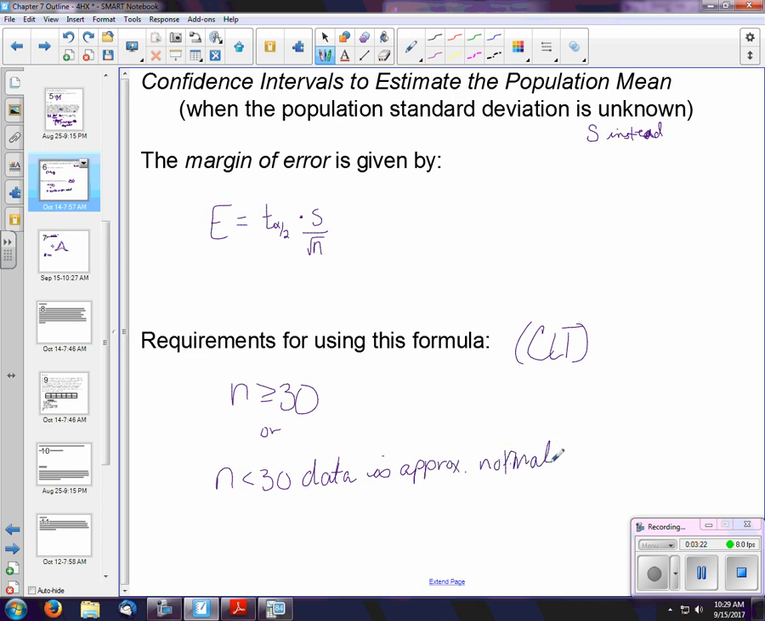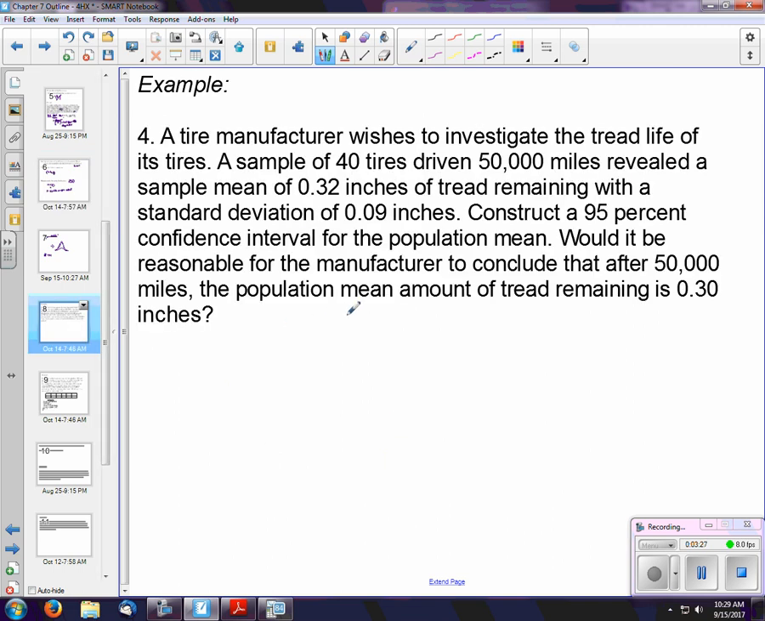Let's take a look at an example. We'll do one by hand, and then we'll look at the next one using the calculator. A tire manufacturer wishes to investigate the tread life of its tires. A sample of 40 tires driven for 50,000 miles revealed a sample mean of 0.32 inches of tread removed. Construct a 95% confidence interval for the population mean. Would it be reasonable for the manufacturer to conclude that after 50,000 miles, the population mean tread remaining is 0.3 inches? So it's a two-part question. First part, construct your confidence interval. Second, see if that value seems feasible based on your confidence interval.